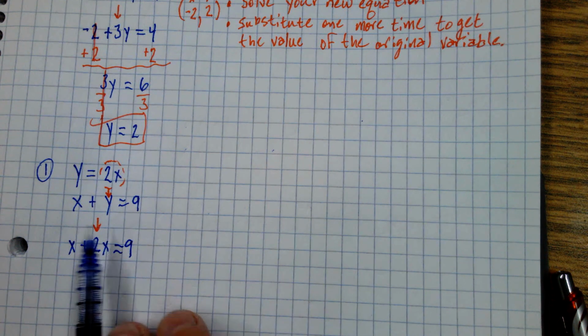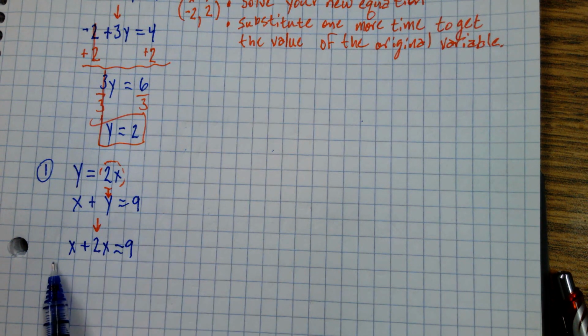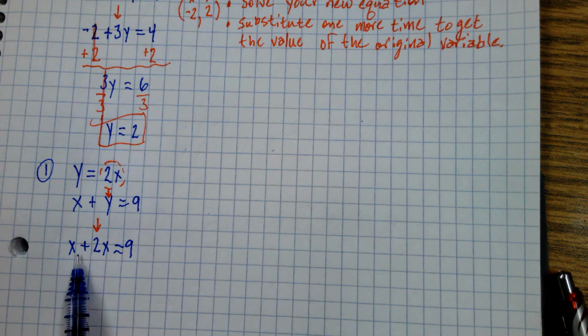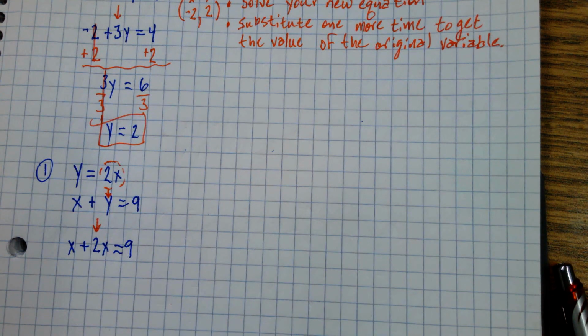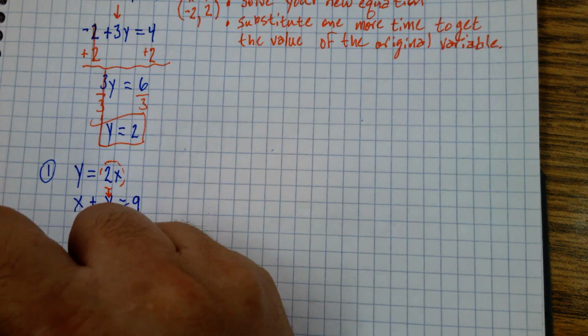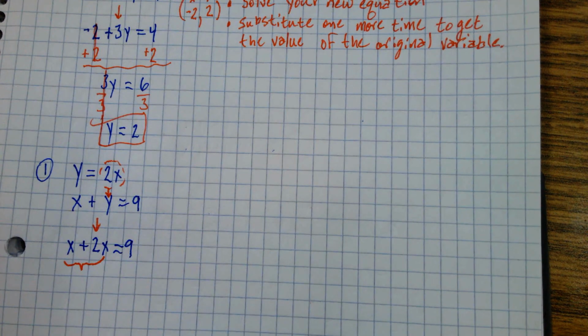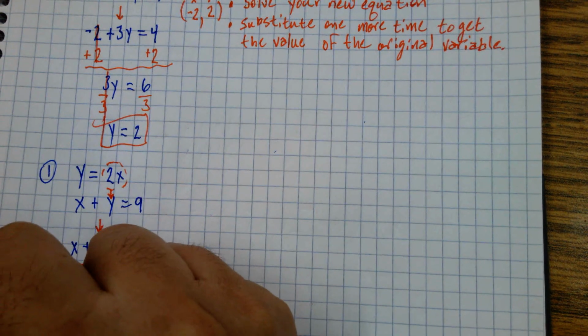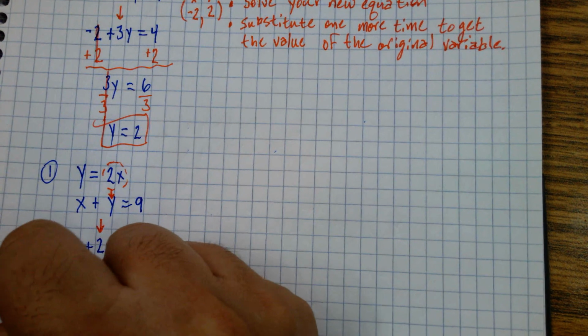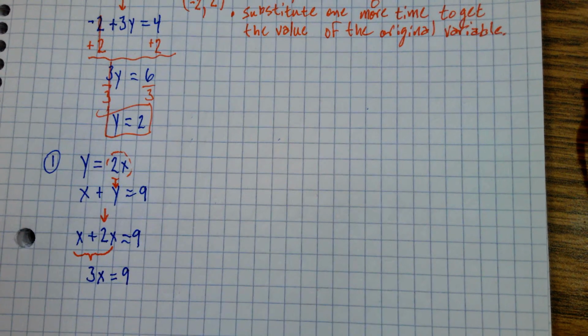The reason is I can't solve an equation with 2 different variables, but I can solve an equation with one type of variable, in this case x. So now let me go ahead and solve it. Do you notice I can combine? What's x plus 2x? 3x. So all of this boils down to 3x equals positive 9.